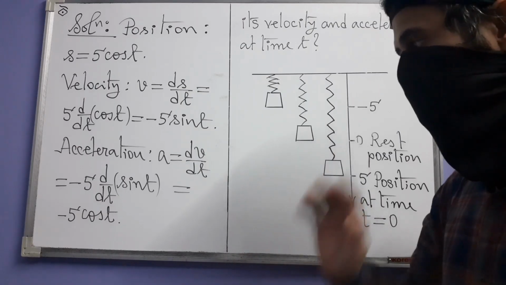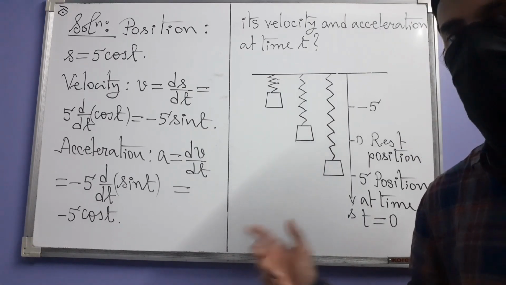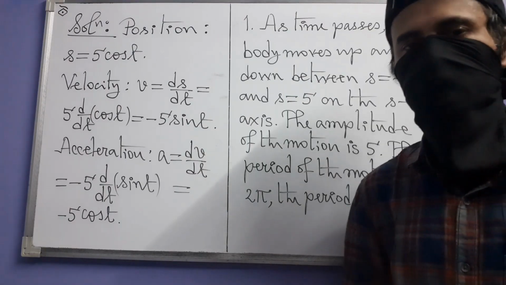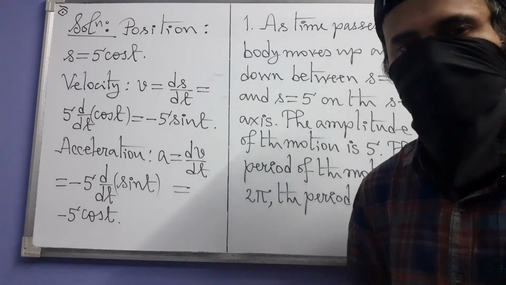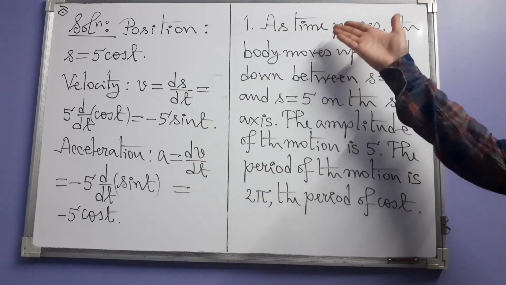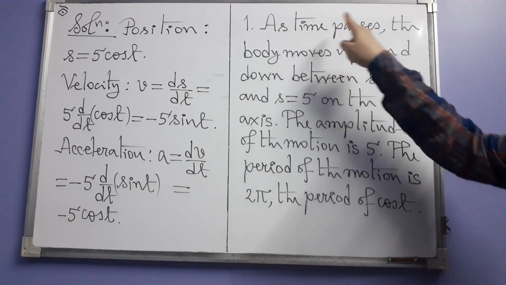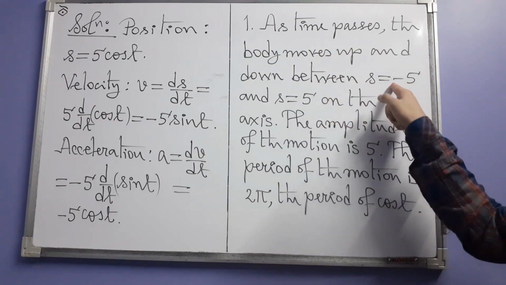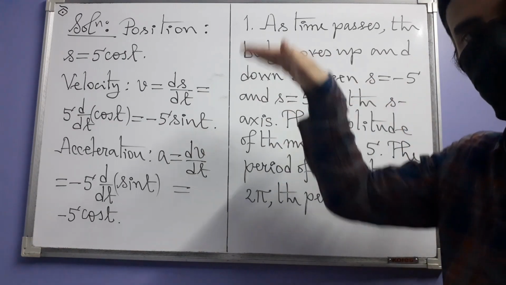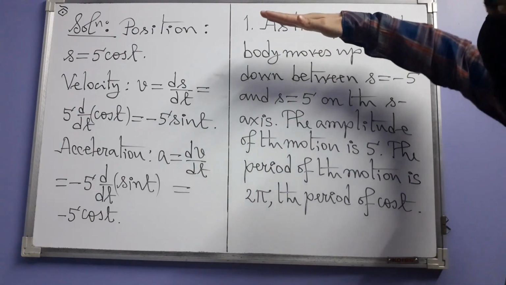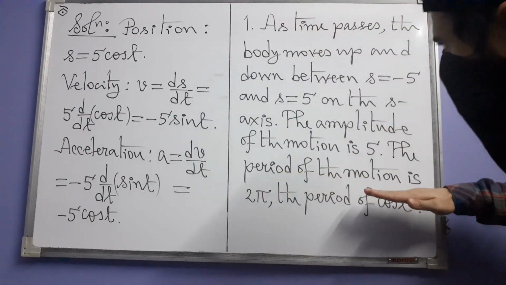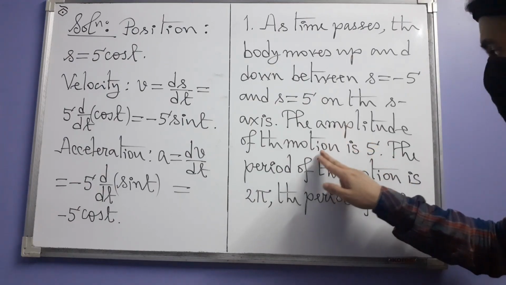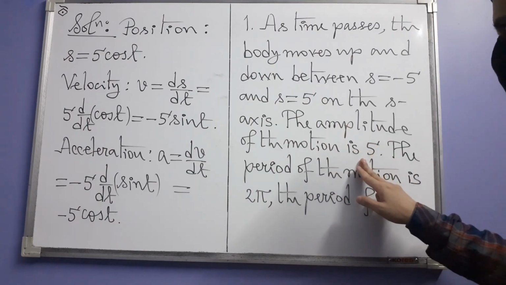Now using these things, we are going to say something about this motion. So just from the position function itself, we can say this. As time passes, the body moves up and down between these two marks, s equal to -5. You recall the figure, s equal to -5 and s equal to 5 on the s axis. The amplitude of the motion is 5.